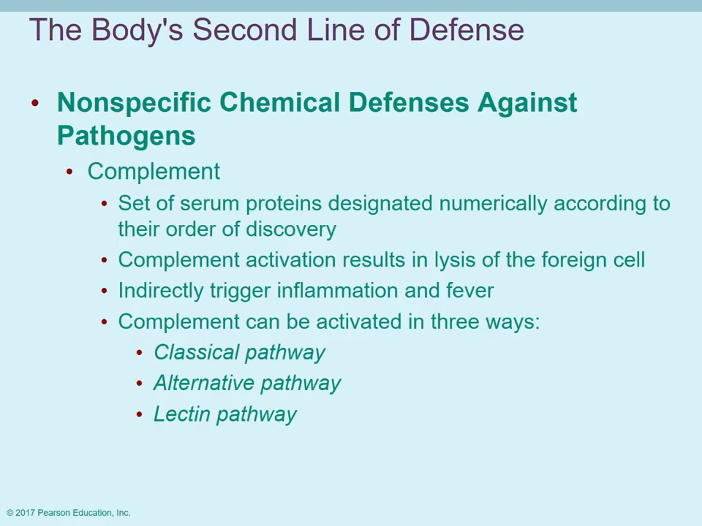Complement. This is a whole series of proteins, and they numbered these. And just so you know, if you look at the numbers, you're like, this does not make sense. Somebody did not know how to count. They are numbered in the order that they were discovered. So it's not necessarily in the order that they are activated. The numbers have to do with when they were discovered. We're going to come back to complement a lot when we talk about the immune system.